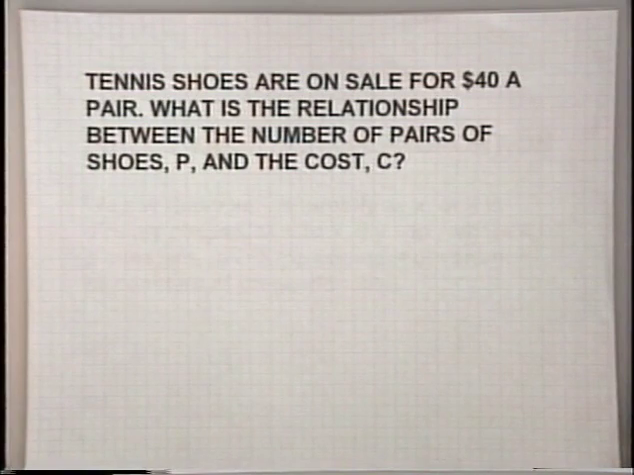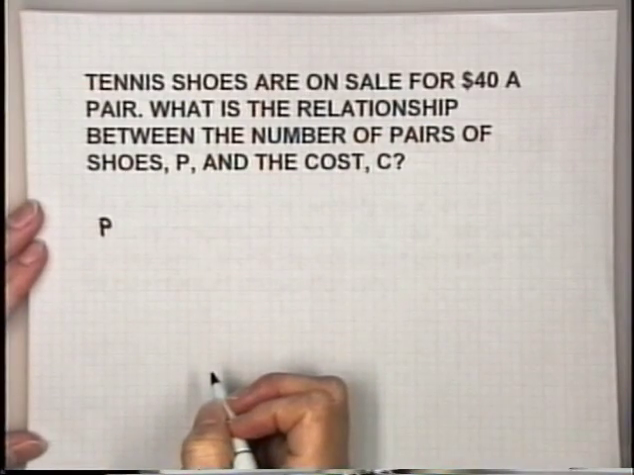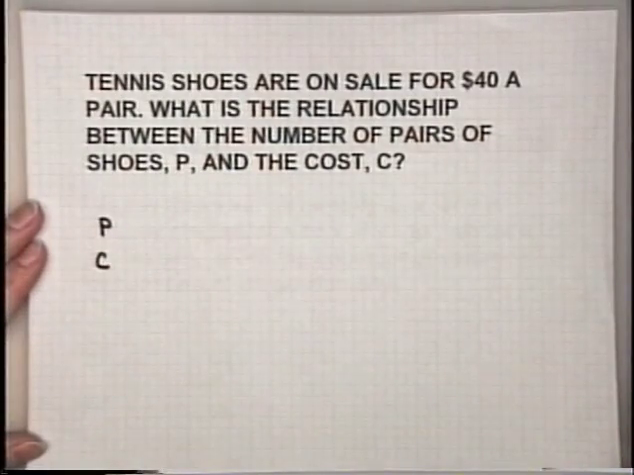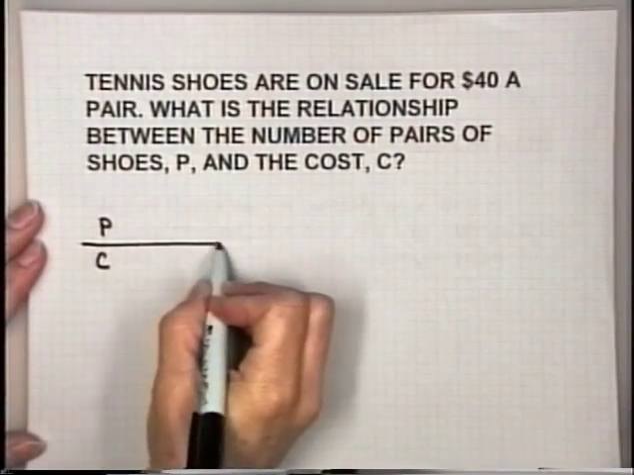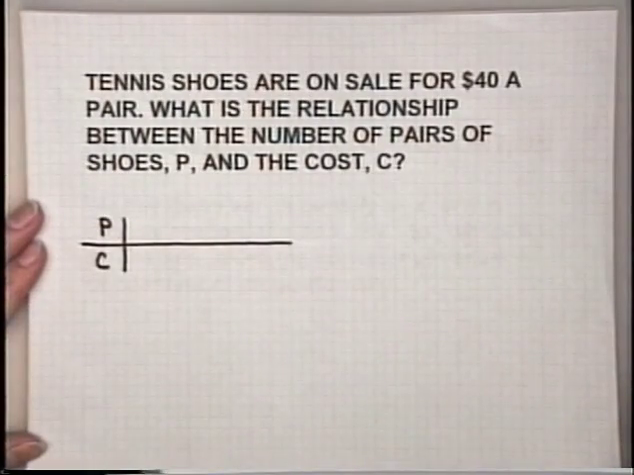Tennis shoes are on sale for $40 a pair. What is the relationship between the number of pairs of shoes P and the cost C? What I want to do is to set up a table here to look at this relationship. Let's use one line for P, the number of pairs of shoes, and a second line C for cost. And what we're going to do here is to see if we can determine what's happening as we change the number of pairs of shoes.